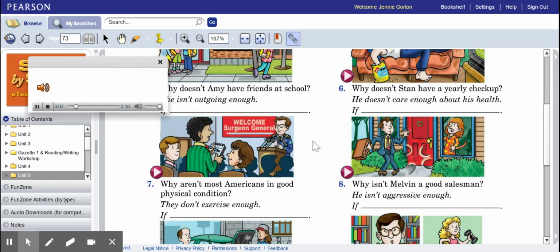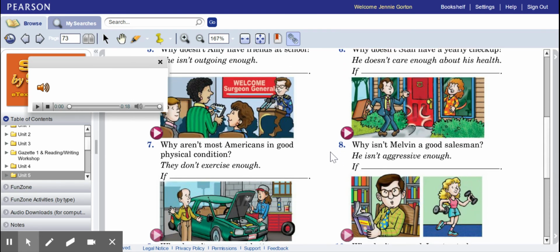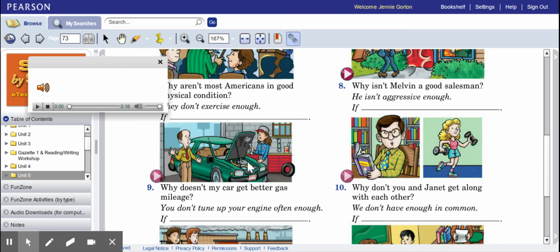Why isn't Melvin a good salesman? He isn't aggressive enough. If he were more aggressive, he'd be a good salesman. Aggressive in this sense means really confident. Like she says no, and he says, wait, I have something fantastic. You really need to know this. And she says no, and he needs to still be aggressive. He still needs to force his opinions on her. As a salesman, that's part of your job. So if you're a salesman, good for you. That's a really hard job.